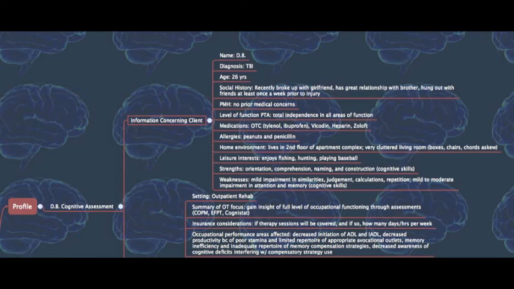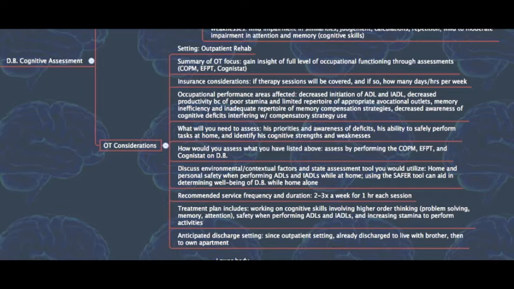His cognitive strengths include orientation, comprehension, naming, and construction, while his weaknesses are mild impairments in similarities, judgment, calculations, repetition, and mild to moderate impairments in attention and memory. The OT's focus in this is to gain insight in his level of occupational function through various assessments. Before starting therapy, the OT should consider insurance considerations and ensure that therapy sessions will be covered, and if so, for how long, meaning how many days or hours in a week.